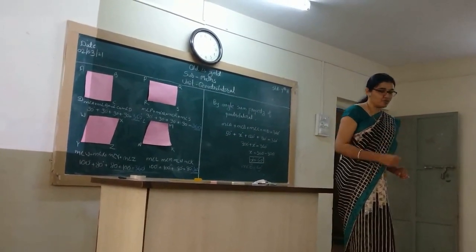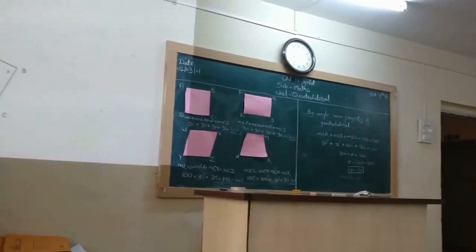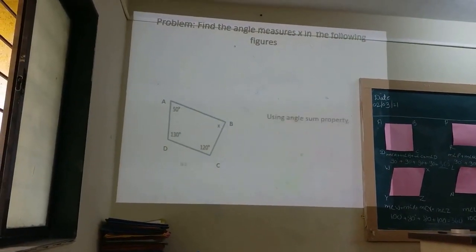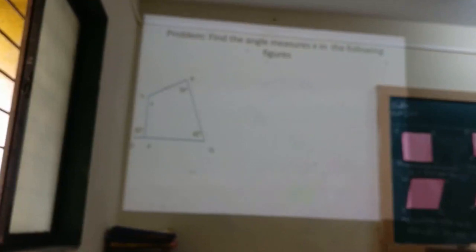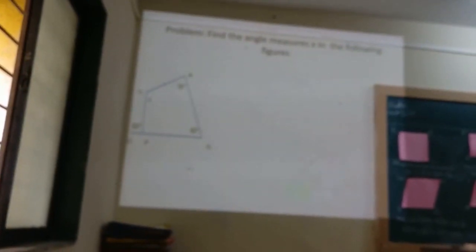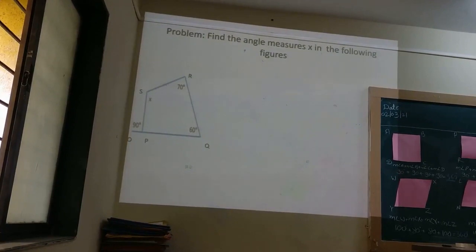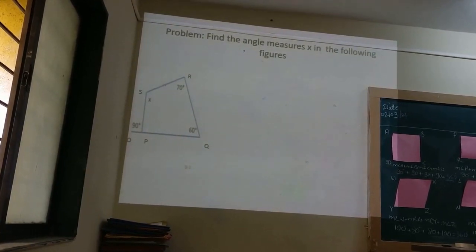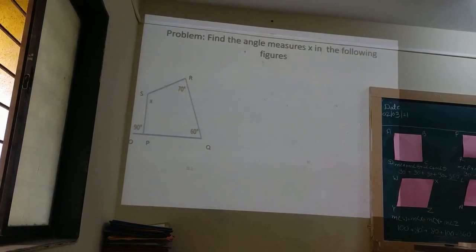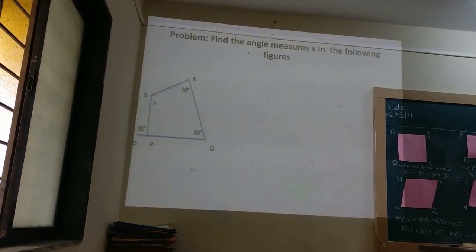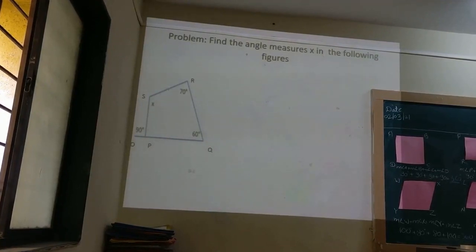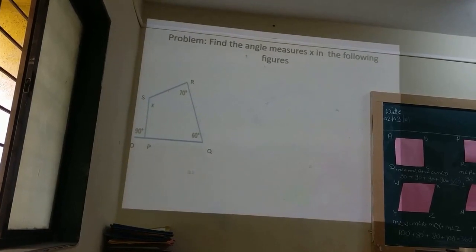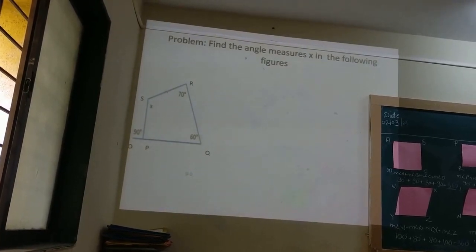Another example to solve. You have to solve it in your notebook. See here. Find the angle measure x in the following figure. Here one quadrilateral is given, PSRQ. Okay, and the exterior angle of P is given 90 degree, and you have to calculate the measure of angle S. So try.